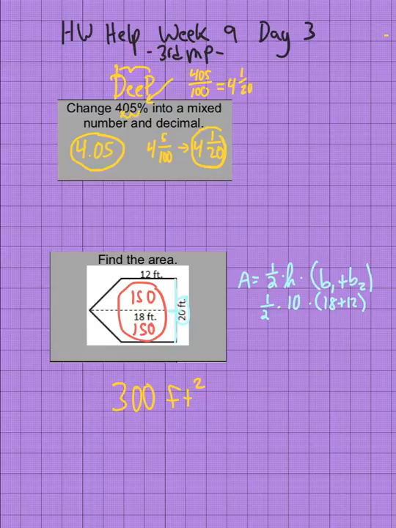All right, now here's kind of a cool trick. Since we cut it in half anyway, we could have just gotten rid of the half in the formula and just done 10 times 18 plus 12 and gotten 300. But that's kind of an advanced way. As long as you get 300 square feet, though, you're good to go.